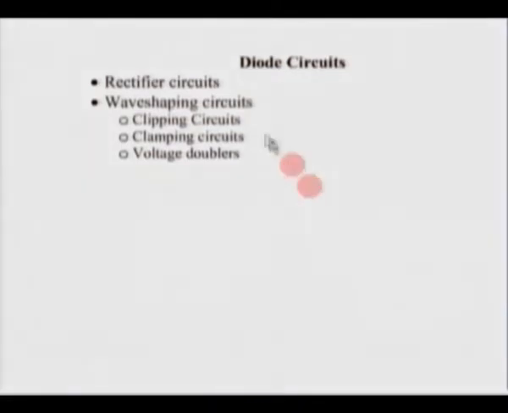We will spend a little bit of time on wave shaping circuits, which is another very major application of diodes. Now, very often you can think of a scenario where you have a sine wave signal and you want to get a square wave out of it. How do I do it?